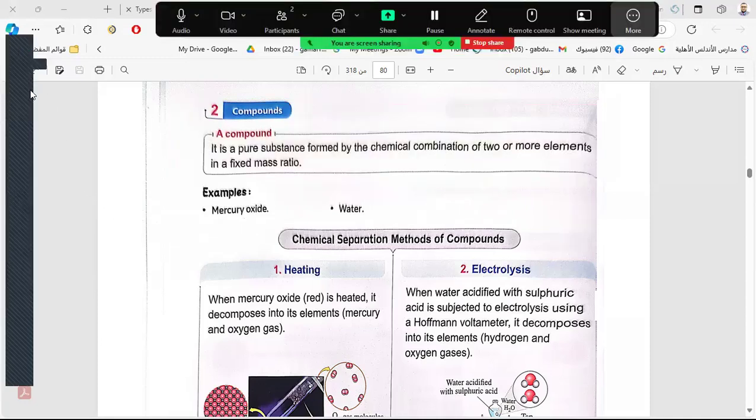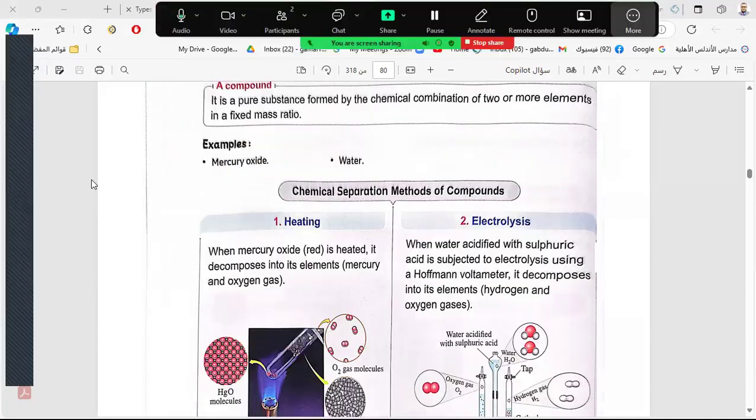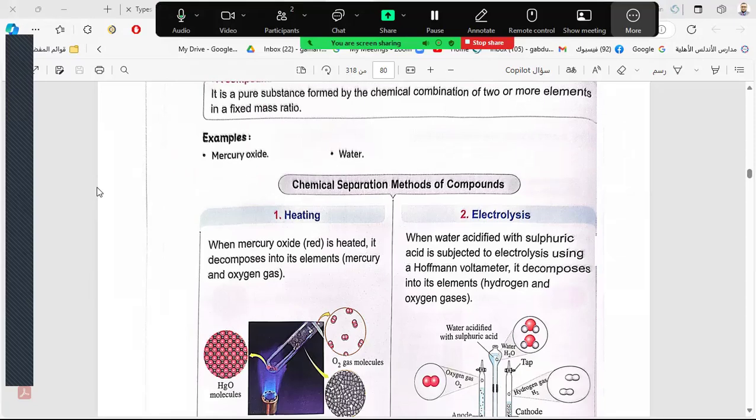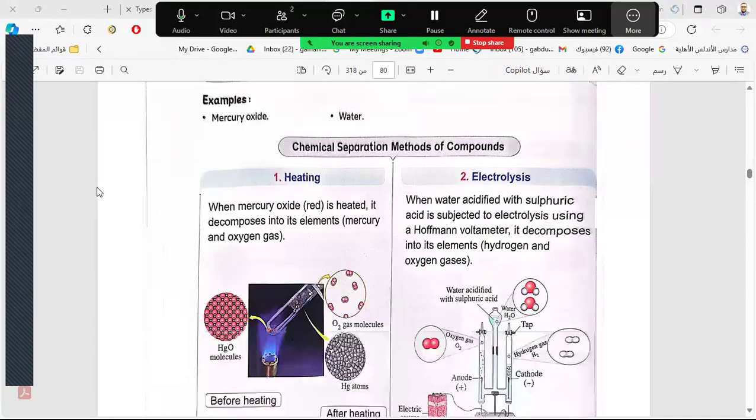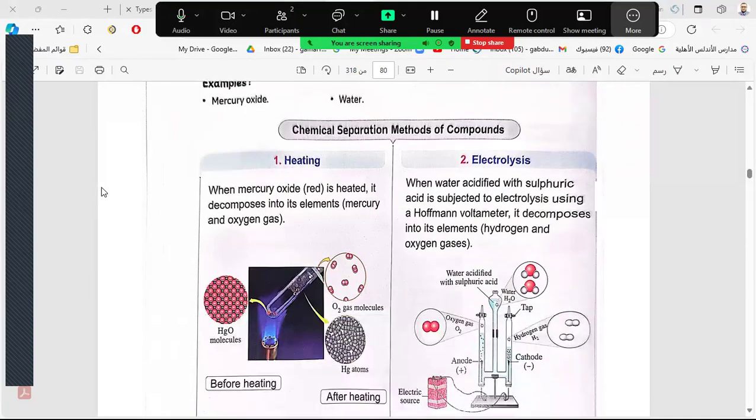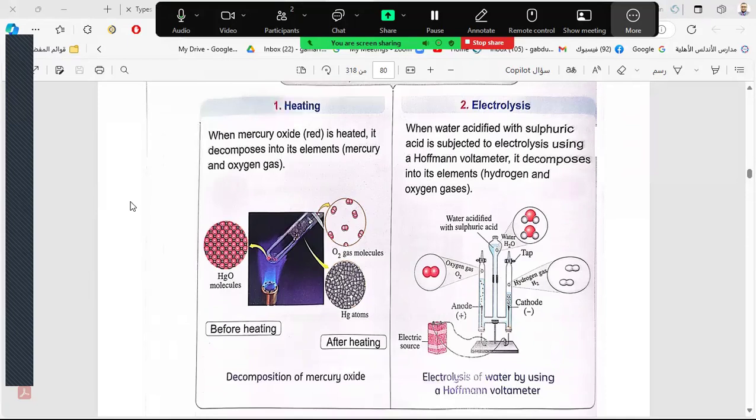This is the name of a compound, some compounds. And we can separate them, but by chemical methods, not by physical methods. For example, here, HgO. What is HgO? It's mercury oxide. Can we separate Hg from O?